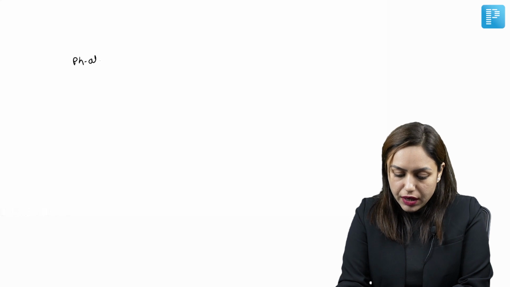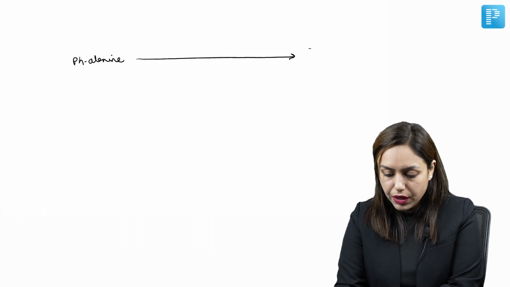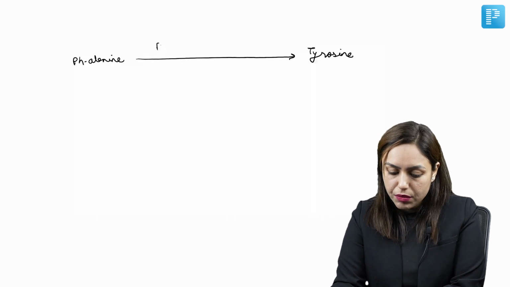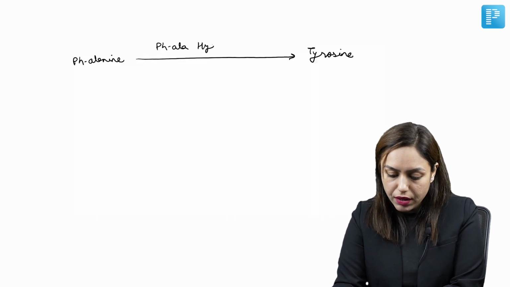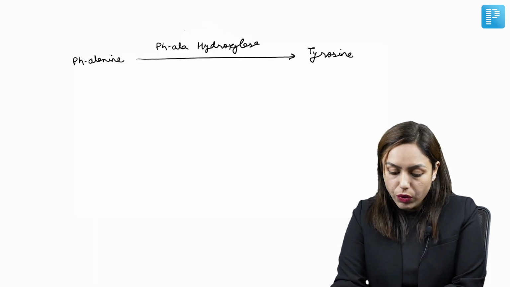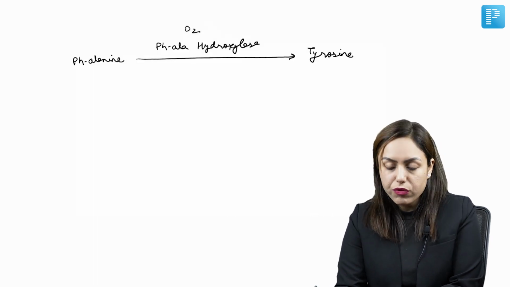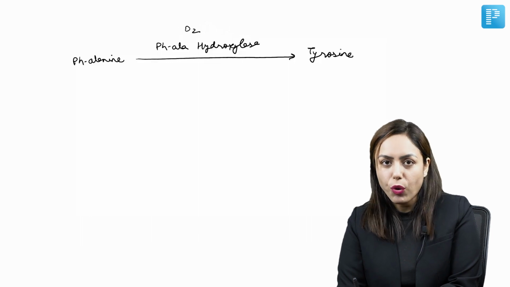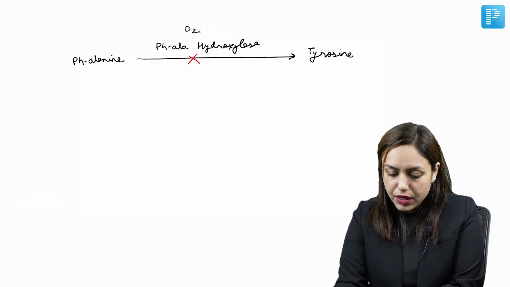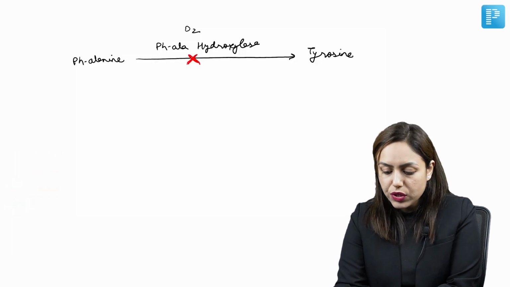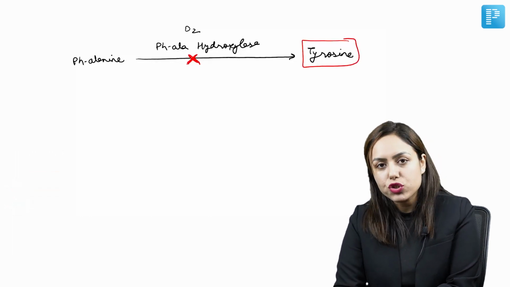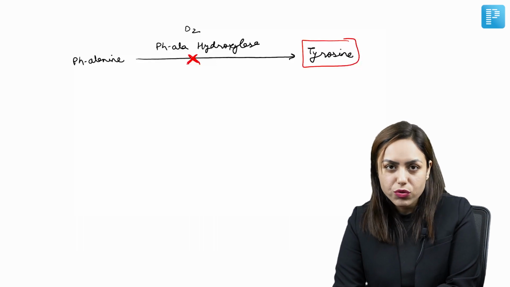So let's do the biochemical reaction of phenylketonuria. Phenylalanine is taken in diet. This is an essential amino acid. But tyrosine can be formed in body from phenylalanine by the enzyme phenylalanine hydroxylase. This enzyme requires oxygen, right? So therefore, tyrosine is non-essential in our body. But in phenylketonuria, this enzyme is deficient. So tyrosine becomes essential. Now these patients have to take tyrosine in diet, okay?